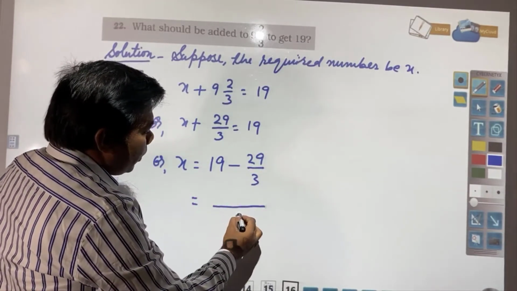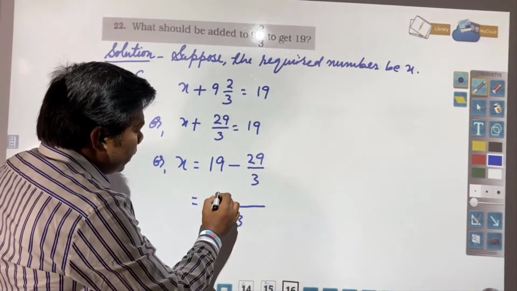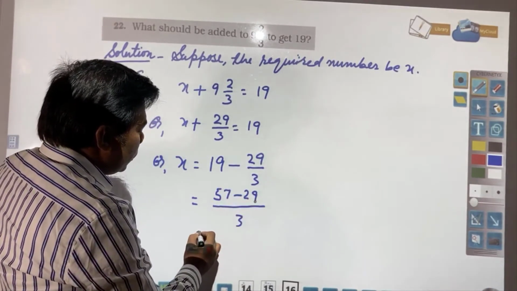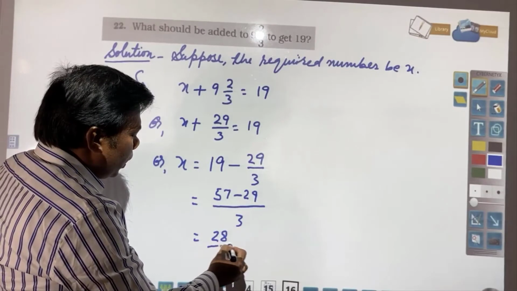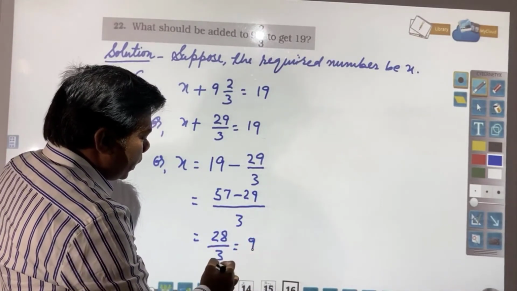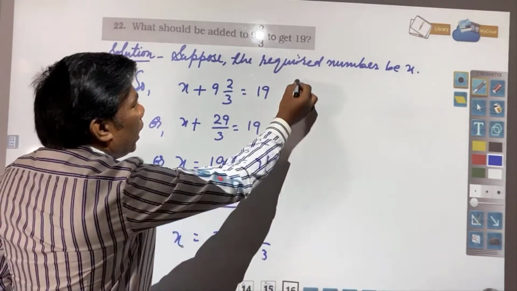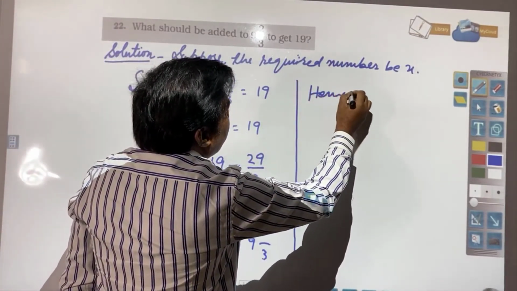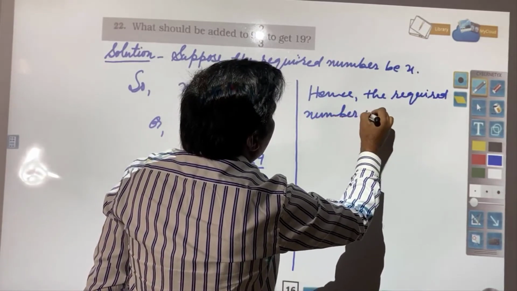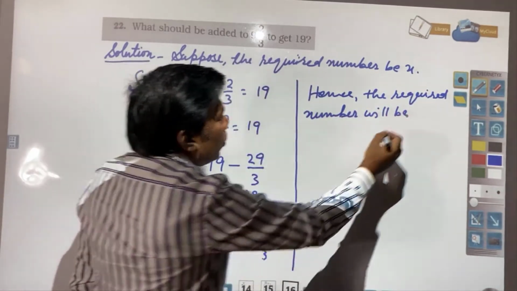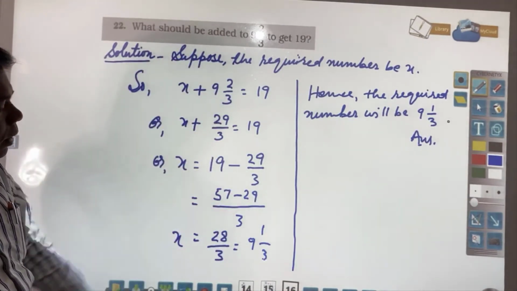Now you see, your LCM will be 3. Here you have nothing, means 1, so directly you multiply this. 19 3s are 57 minus 29. So you will get 17 minus 9 is equal to 8 and 4 minus 2 is equal to 2, and divided by 3. So 3 9s are 27, 1 whole 3. 9 whole 1 by 3. So x you have got 9 whole 1 by 3, and hence you will write, hence the required number is 9 whole 1 by 3, and this will be your answer. So in this way, this is required to be written in proper way.